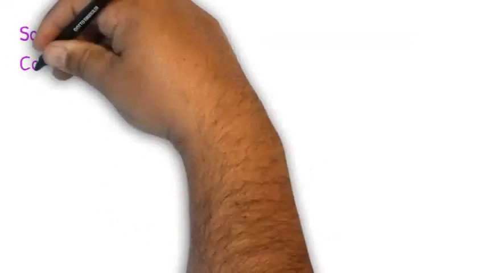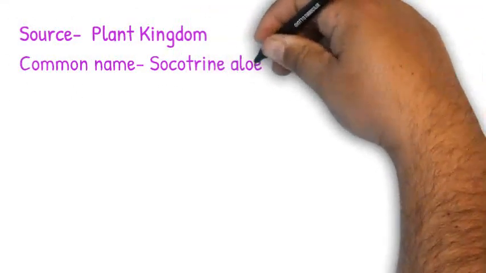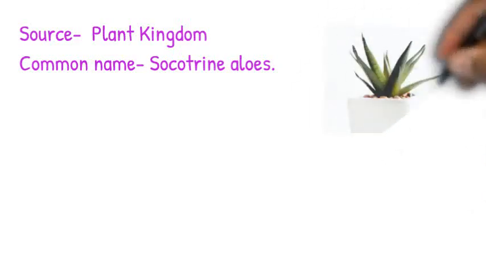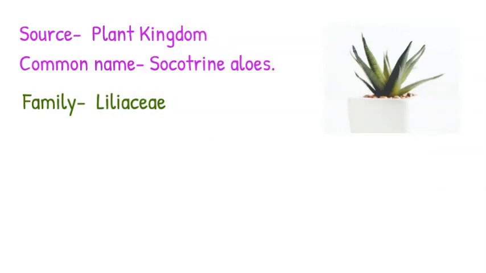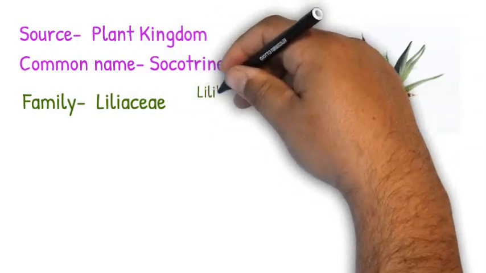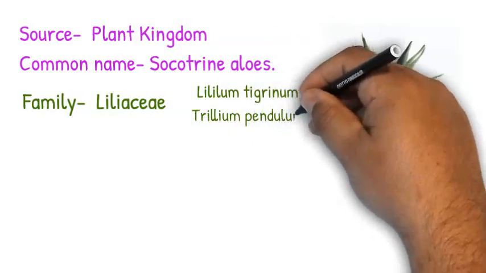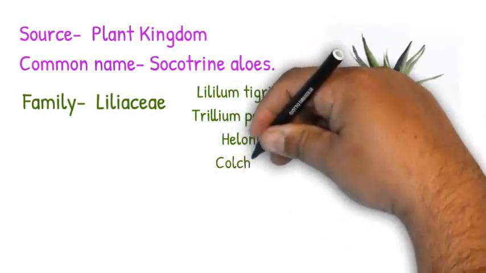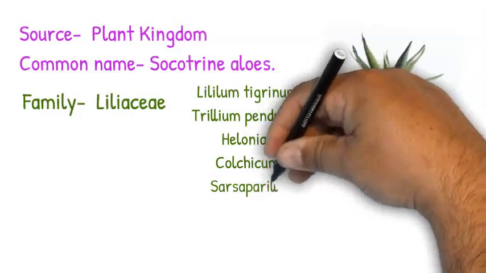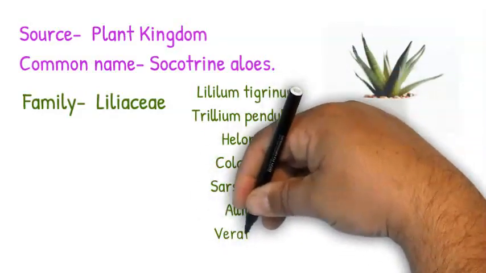As we know, this medicine is from the plant or vegetable kingdom. The common name is socotrina aloes and it belongs to the family Liliaceae. There are several medicines in the homeopathic Materia medica from this family. For example, Lilium tigrinum, Trillium pendulum, Helonias, Colchicum, Sarsaparilla, Allium sativa and Allium cepa, Veratrum album, Veratrum viride, etc.